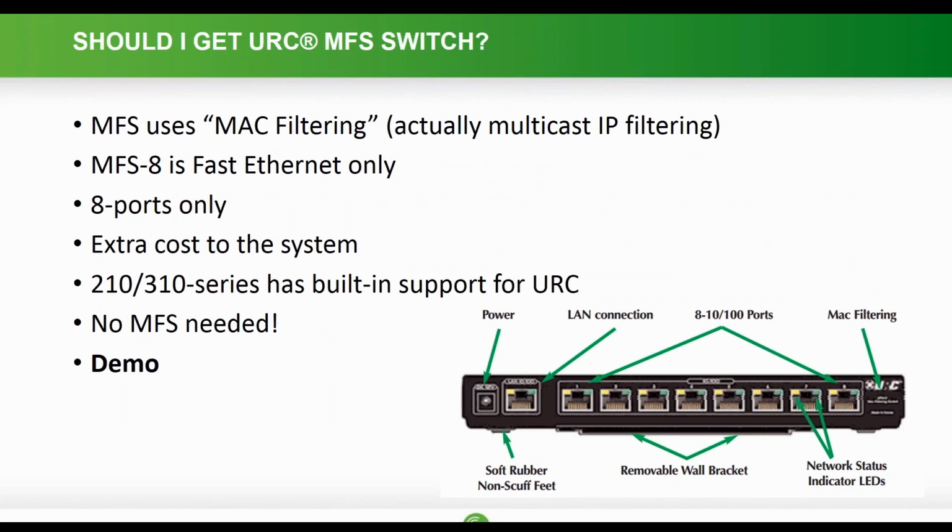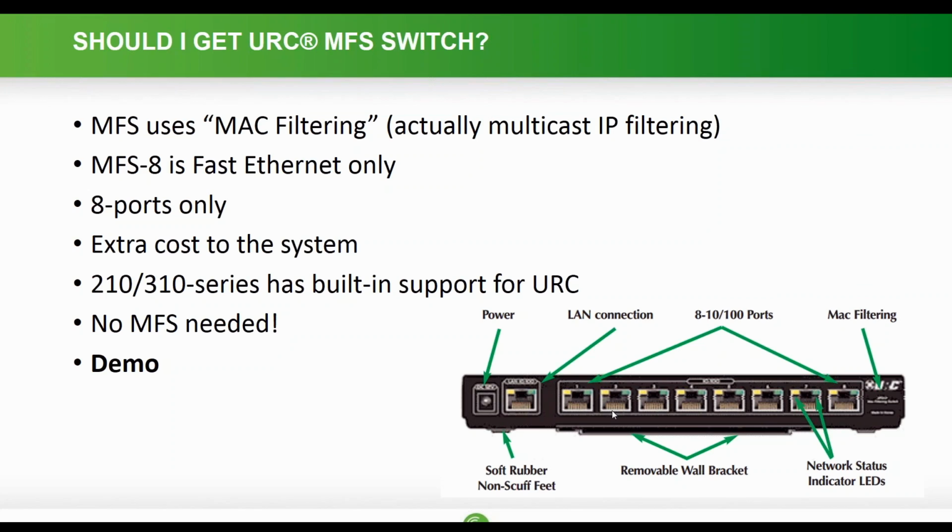The last thing before we go into the introduction of our new line is URC. If you're a URC dealer, you have something called an MFS switch that you can buy from URC. Basically, they recommend using that switch because they have something called MAC filtering. Actually, it's not MAC filtering, it's multicast IP filtering. So we worked with URC to understand what they're doing in their switches and how we can make it easier for you guys. Long story short, if you are a URC dealer, you have to buy an MFS switch for each 8 URC devices, and basically it isolates those URC devices from the rest of your network because they want to filter some multicast IPs going into and out of the switch.